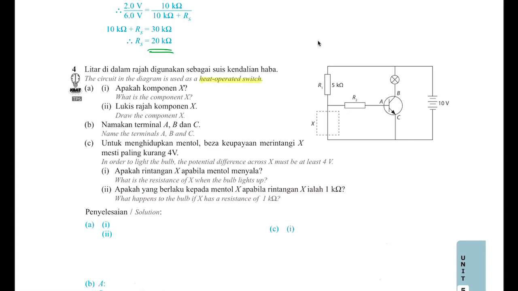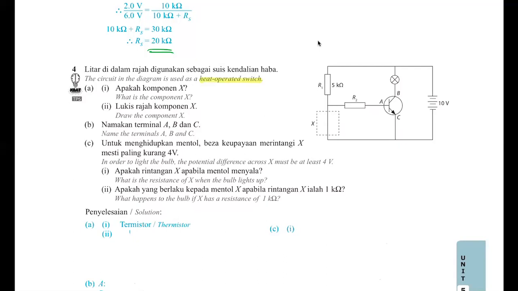So instead of LDR, which detects the light intensity, so to detect heat, what do we use? What is the name of the device? Lupa sudah. Starts with T. Thermistor. Yeah. Okay. Thermistor.